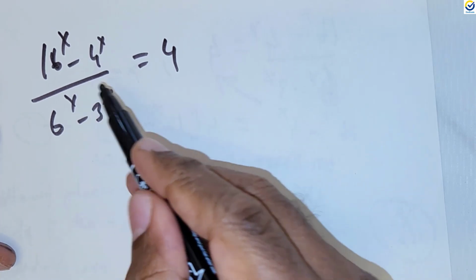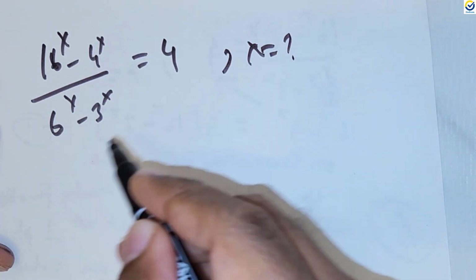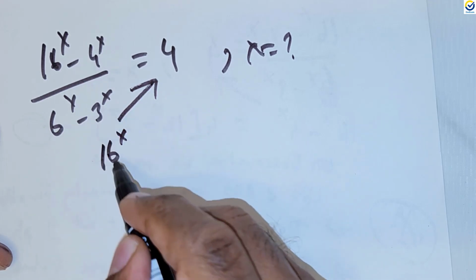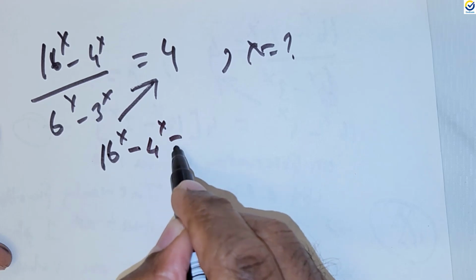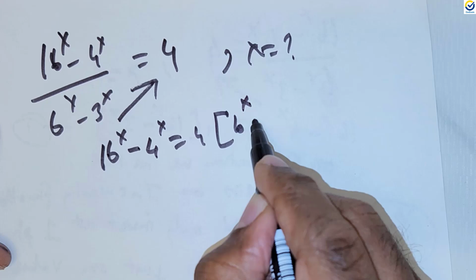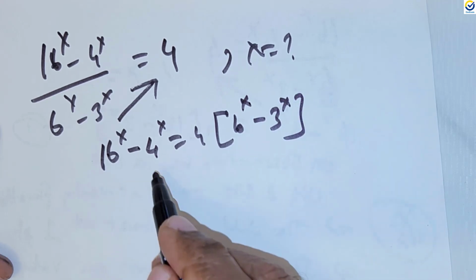Welcome everybody, we have this question. We are expected to find the value of x. So foremost, what I wish to do is cross multiply this. I get 16 raised to the power of x minus 4 raised to the power of x is equal to 4 times 6 raised to the power of x minus 3 raised to the power of x.